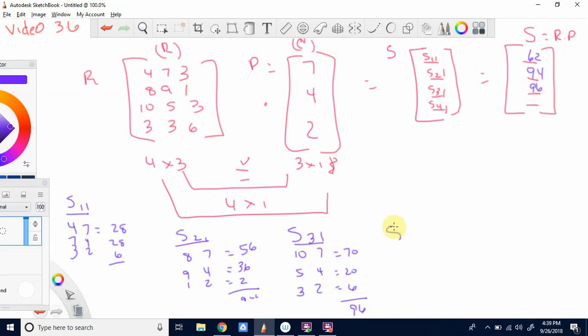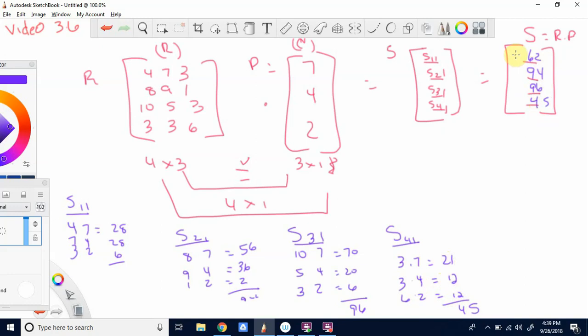Then the last one is S41, so we're going to take 3, 3, 6, that's row 4, column 1. So we get 21, 12, and 12, that's 24, 34, 44. We get 45. So these are the points respectively.